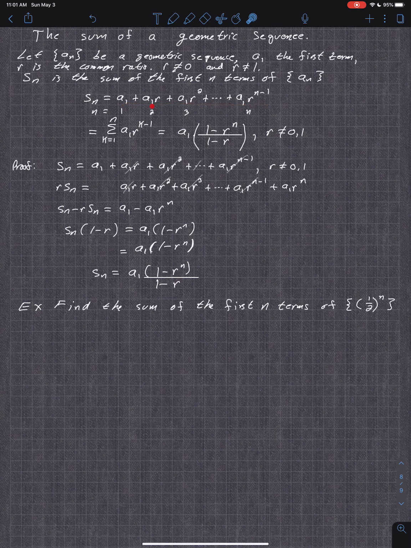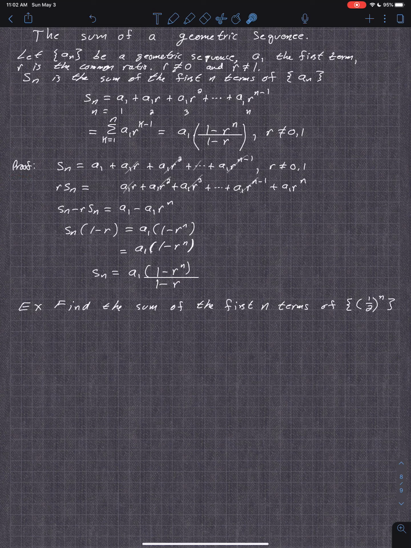So 1, 2, 3, all the way to n. So it would be the sum, and here's your notation for sum, A1 r to the k minus 1. That actually equals this. This is the formula you have for that sum. It's assumed r is non-1 and non-zero. So here's the explanation of how you get that.